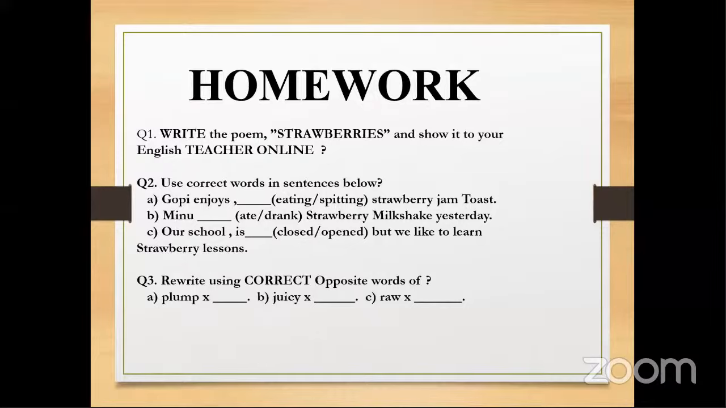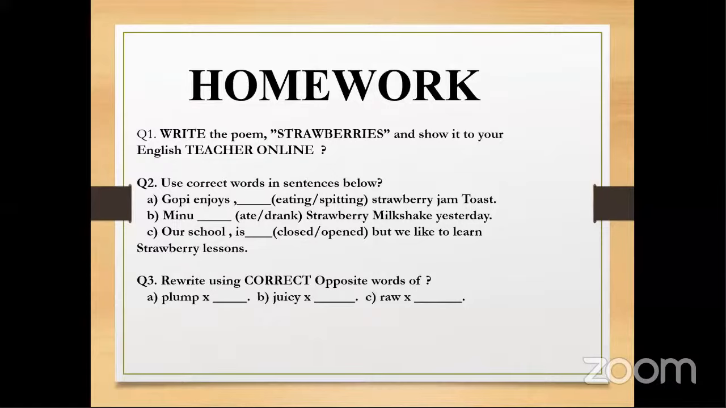Gopi enjoys dash strawberry jam toast. Eating. Minu dash strawberry milkshake yesterday. Drank is not eating. We don't eat a milkshake. Many children will write eating. So we eat a solid, a fruit. But when it is a milkshake, we are drinking. So drank. Minu drank this, and the word is yesterday. So we have to be careful here.